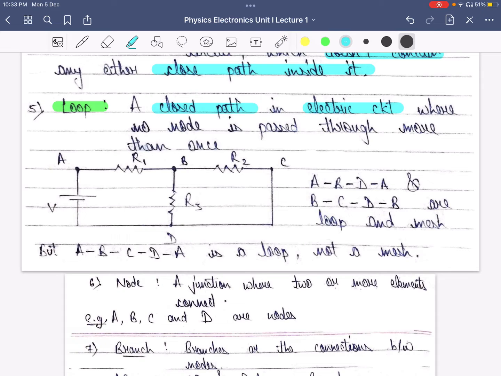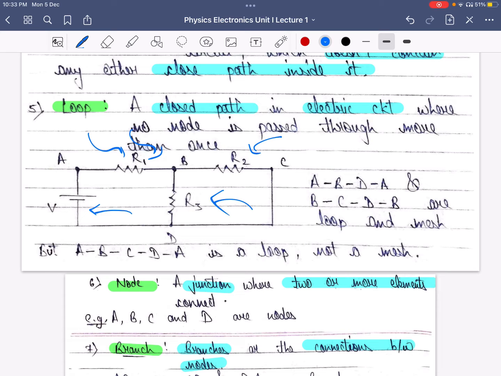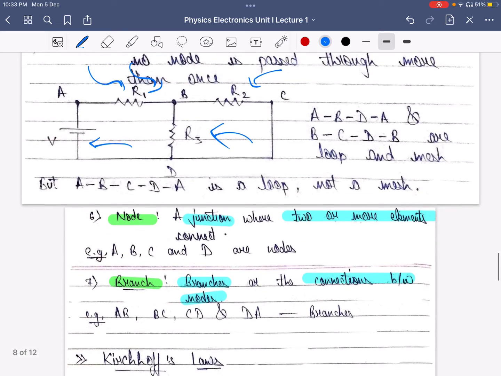Now let's take a look at node and branch. A node is basically a junction where two or more elements connect, and branches are the connections between nodes. So node A connects electric source and R1, whereas node B connects R2, R1 and R3. Similarly in the cases of C and D. Now branch AB connects node A and node B, whereas branch BC connects node B and node C. Similarly in the cases of CD and DA.